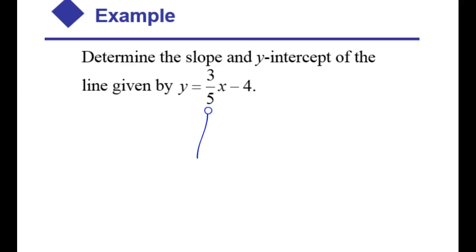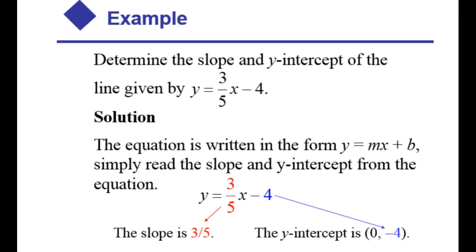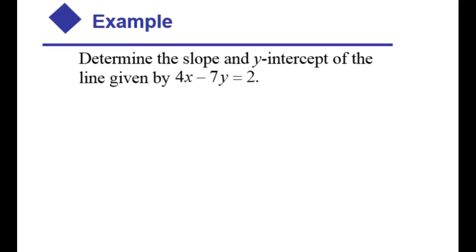So to determine slope and the y-intercept, here's my slope, the number in front of x. Don't put the x with it, it's just the number in front of x. It's called the coefficient. And then the y-intercept here is usually an ordered pair, x comma y, so you can actually plot a point. So I would say (0, -4), and 3/5 is the slope.